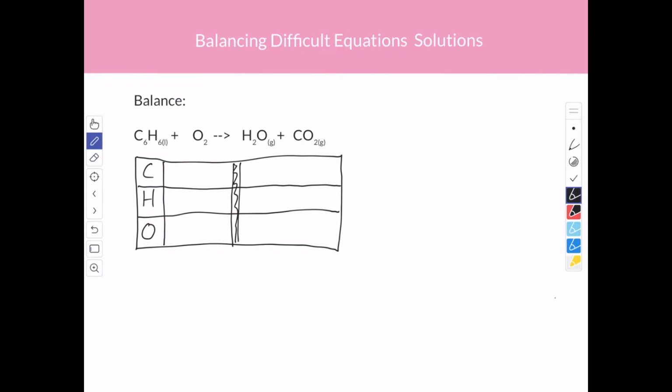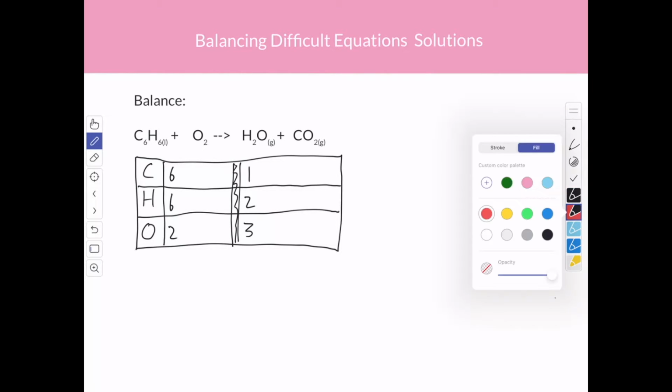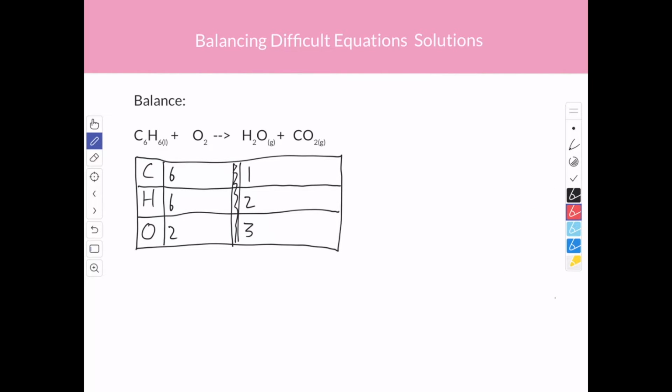And we count. We've got 6 carbons in the reactants, 1 in the products. We've got 6 hydrogens in the reactants, 2 in the products. We've got 2 oxygens in the reactants and 3 in the products. So our most complex compound is our C6H6, so we're going to get those carbons taken care of first. And we can see that by adding a 6 in front of our carbon dioxide, we can address that problem.